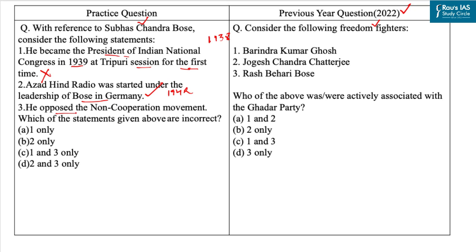Now let's come to the third statement. He opposed the non-cooperation movement. Now again this statement is incorrect because he supported non-cooperation movement led by Mahatma Gandhi and actively participated in Salt Satyagraha of 1930. So with this, our correct answer is option C, 1 and 3 only. Answer of this PYQ is option D, that is 3 only.